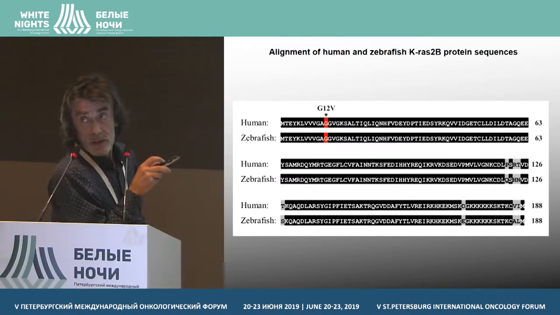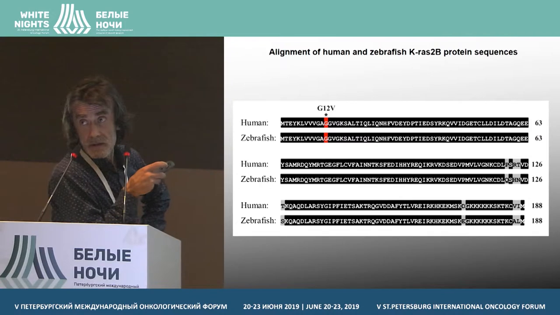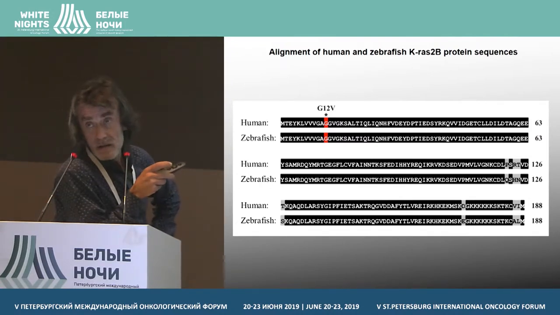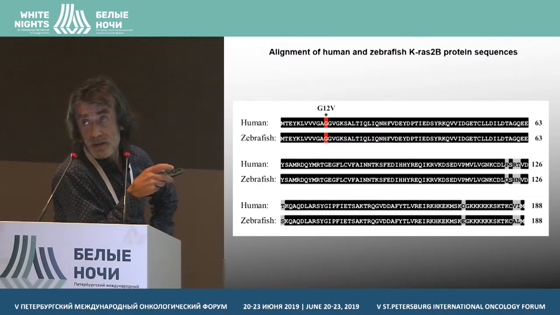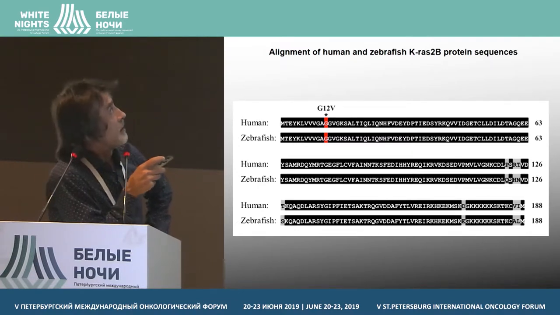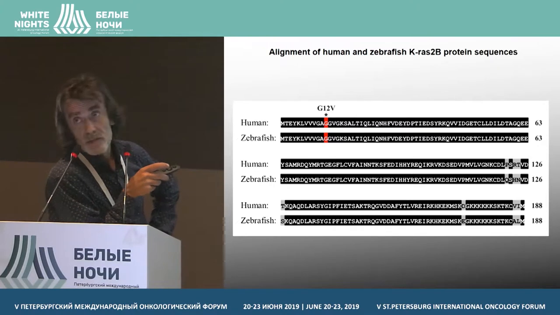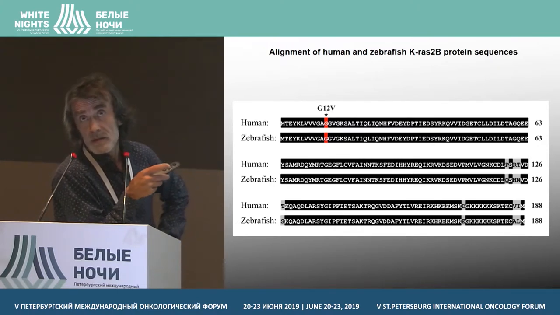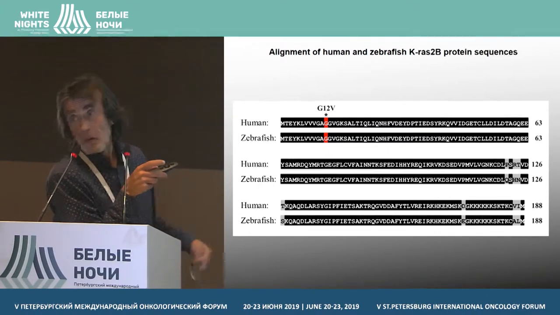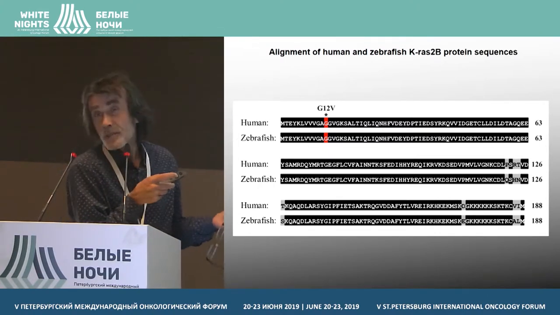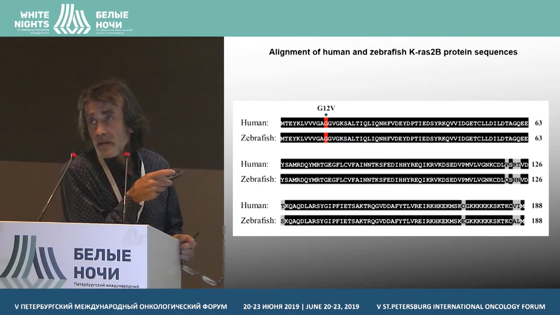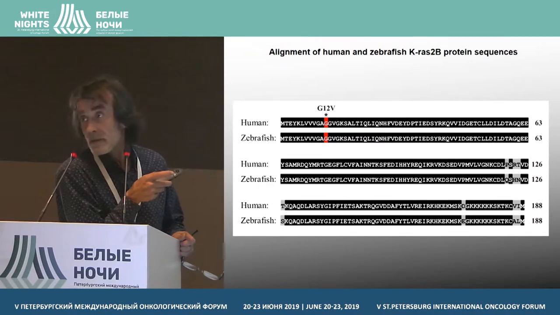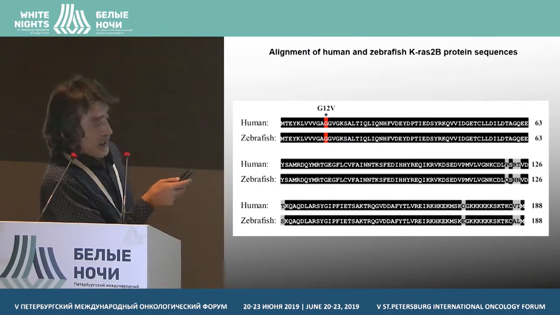And it turned out that apart from frequent mutations of this gene, it doesn't differ from human ones. It's a very ancient oncogene. There are just 7 amino acids which are different between human and zebrafish oncogenes. So we decided that it could be a mimicker. It could impact the activity of oncogenes in human tumors.